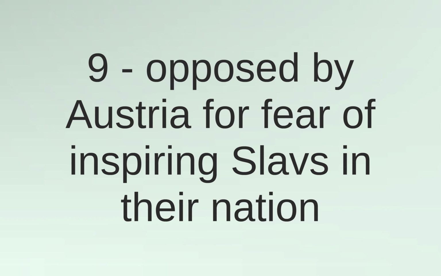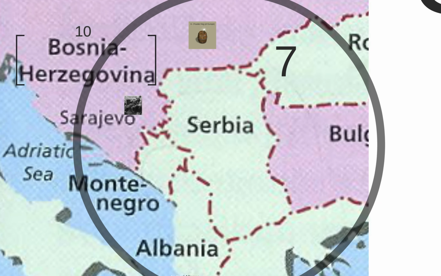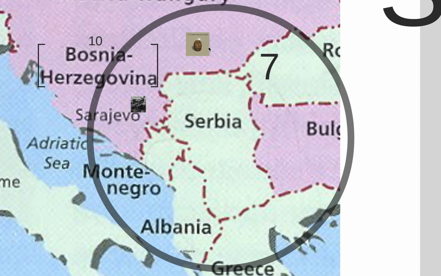In order to make this not an issue for Austria, they sent their troops into this region right here called Bosnia-Herzegovina. You see it's pink, just like the rest of Austria, because they wanted to make sure that they controlled what was going on here and that these people didn't break away and become their own nation as well.